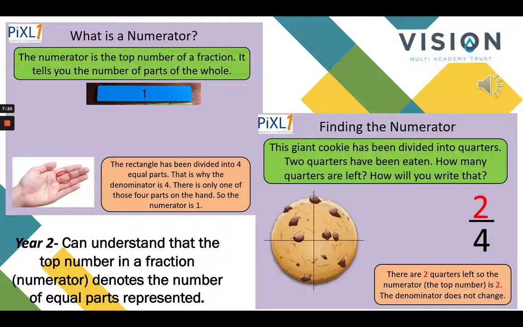So for example, with the cookie in the corner, this giant cookie has been divided into quarters. 2 quarters have been eaten. So how many quarters are left? So it's been split into 4 because it's in quarters. So 4 is the denominator, it goes on the bottom. And the fact that 2 are left, the 2 is the numerator and that goes on top.